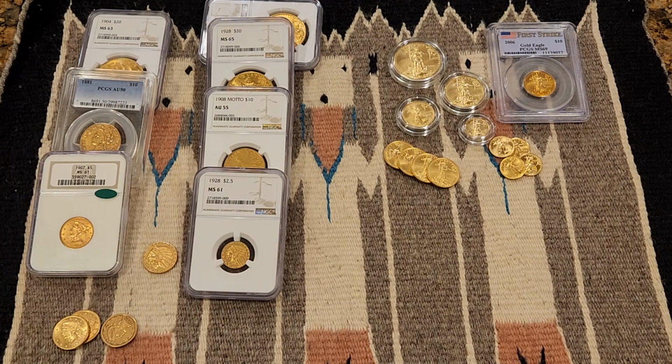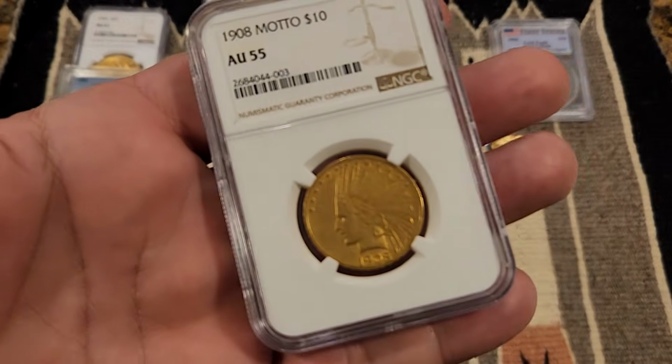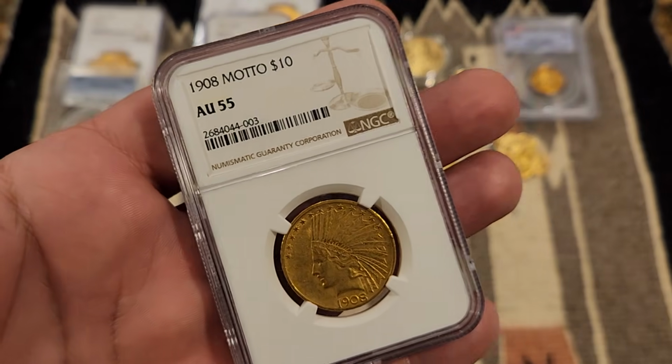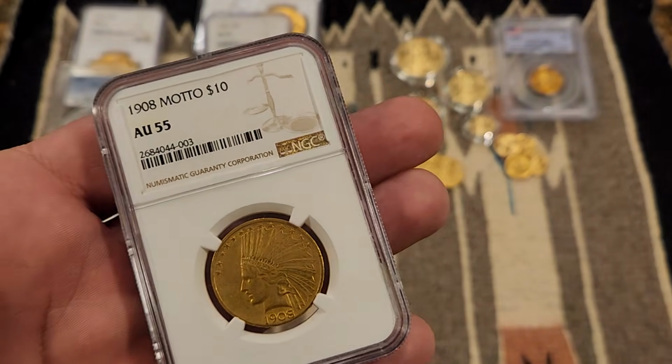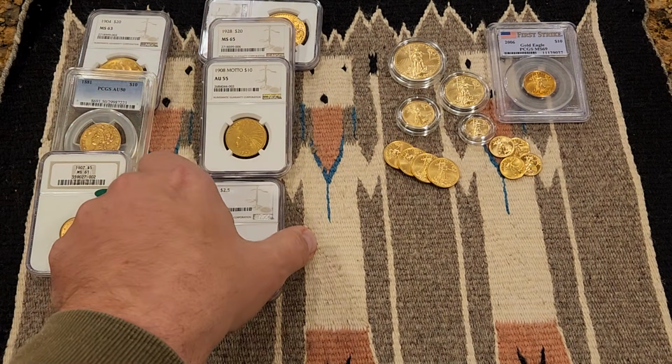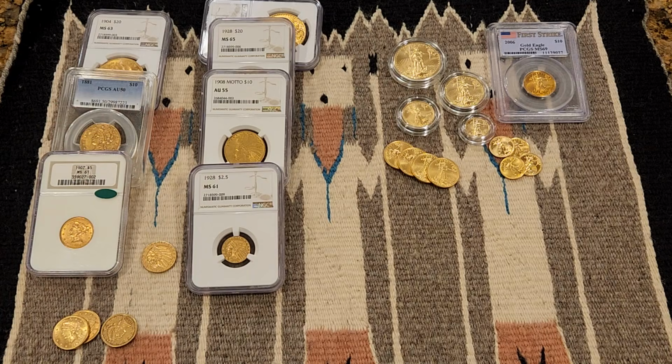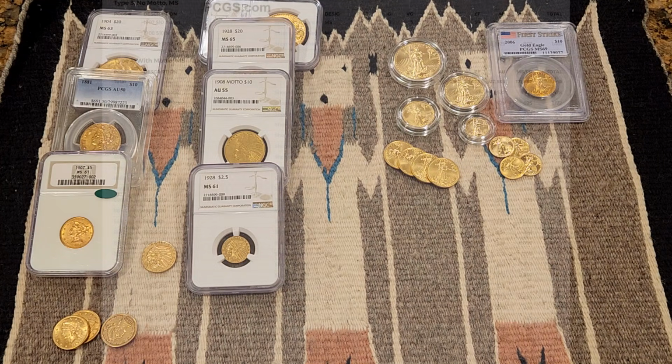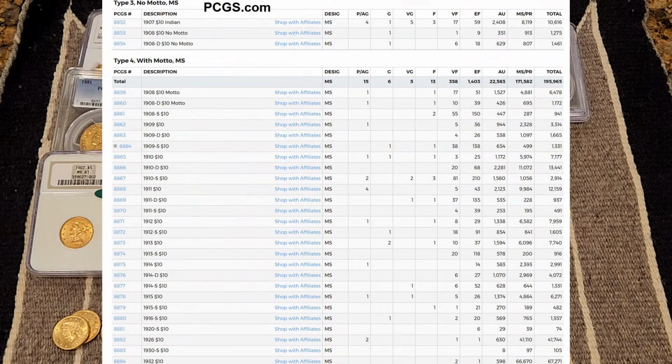The $10 Indians, on the other hand, tend to be a really good favorite. This is a really nice size. Again, very close to 1/2 of a troy ounce. And these, the Saint-Gaudens style, can be found pretty easily. And I said that I would compare and contrast the idea of mintages with population reports. Let's take a look at the PCGS $10 Indian population report.